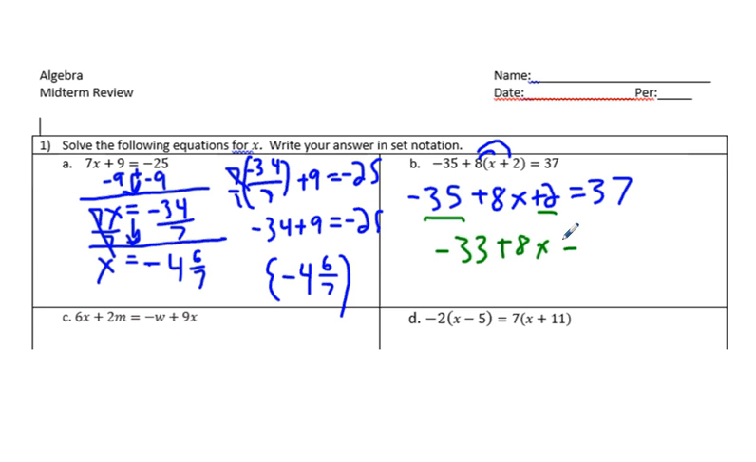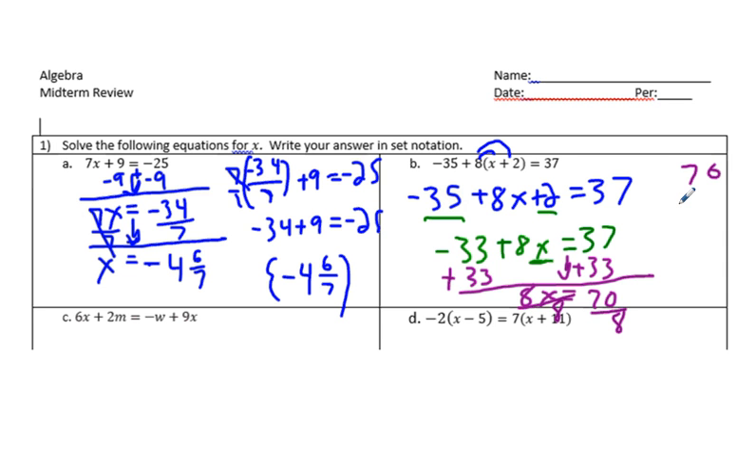plus 8x equals 37. Now we want to isolate the x, and so the first thing we'll do is we're going to make the constant term 0. We're going to add the additive inverse. We're going to add a positive 33 to both sides. So we get 8x is equal to 70. And since x is being multiplied by 8, we could divide by 8.